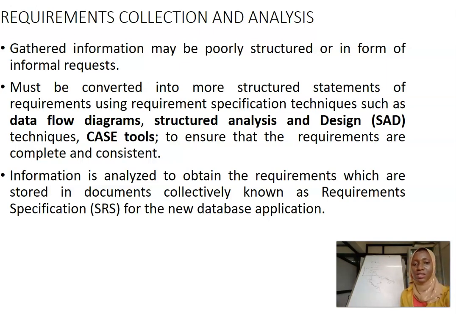So requirements collection: gathered information may be poorly structured or it might be in form of informal requests, which in most cases users do. A user will tell you, we want a good system, we want a system that can add, that can generate reports. So most of the information that we get from the users is unstructured, it's unclear, it's ambiguous. So what do we do as analysts? What do we do as designers? We have to get this information and we make meaning out of it.